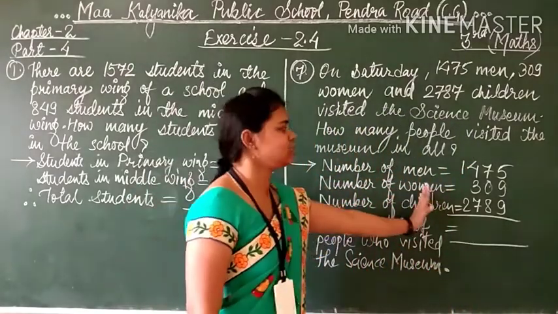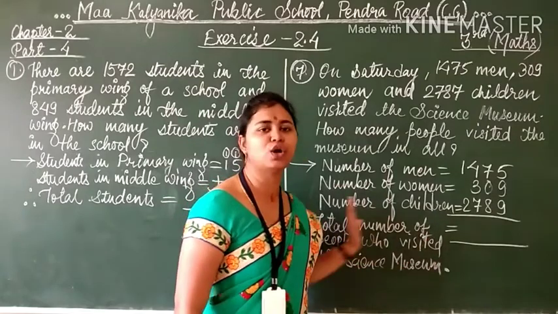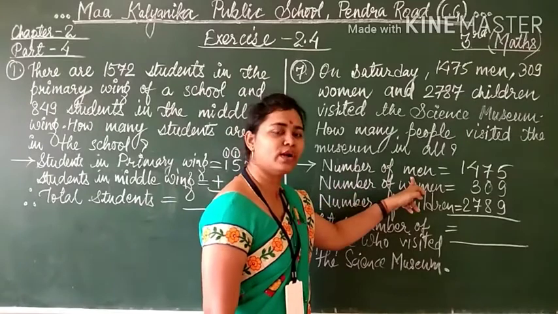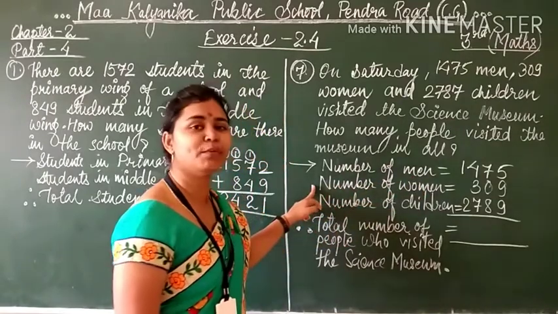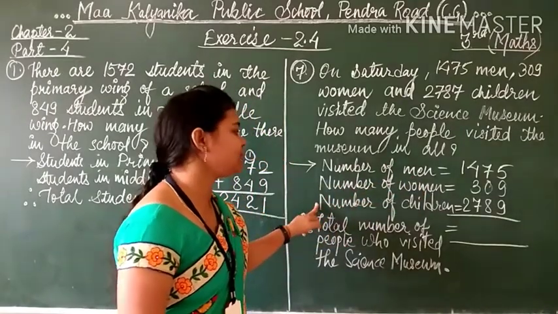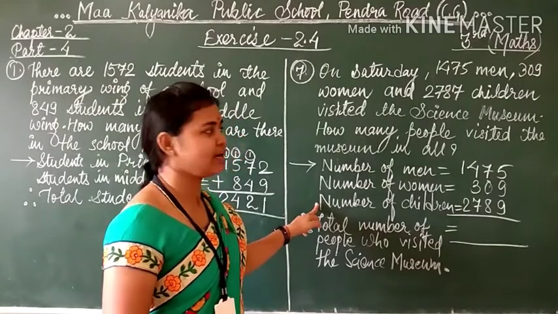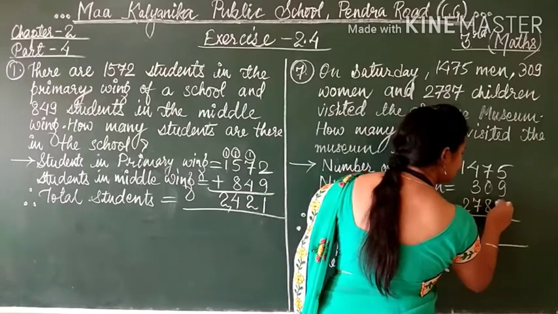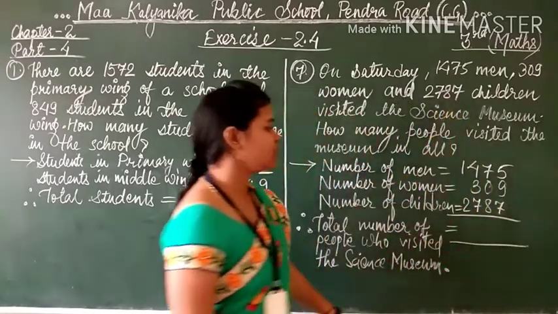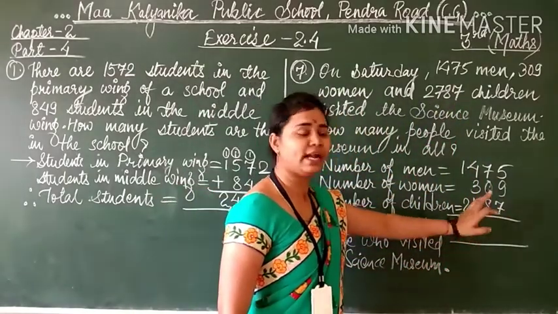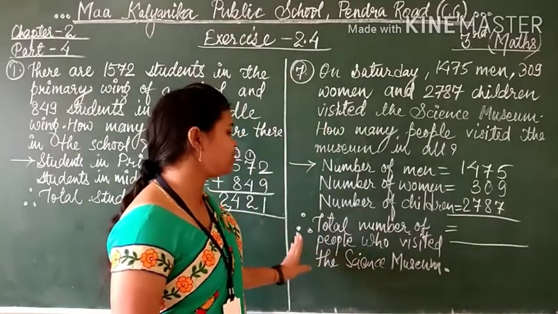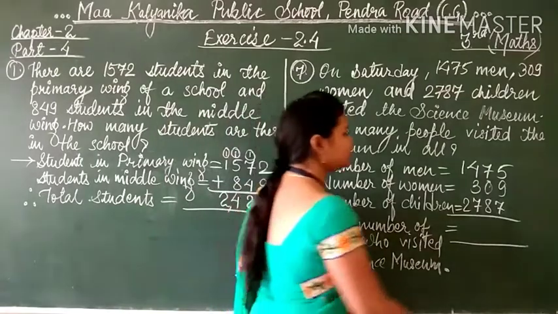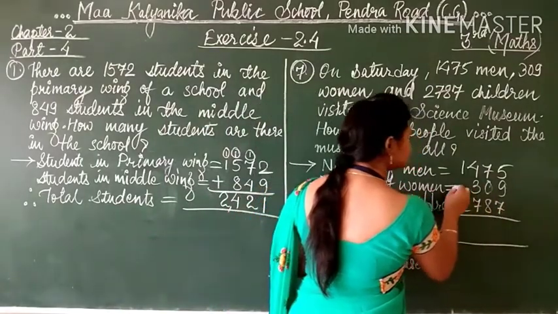If space is there, you can write in a single line or two lines also. So see, number of men is 1475. Number of women is 309. Number of children 2787 is given. Sorry, this is 87 from here. So total number of people who visited the Science Museum means total number. So simply we have to add this.